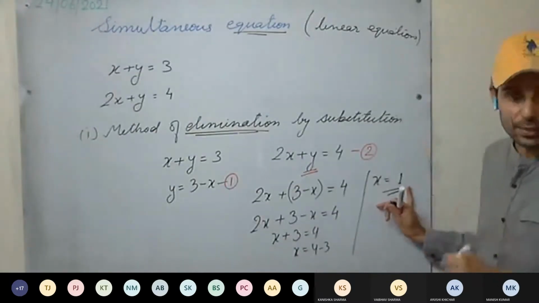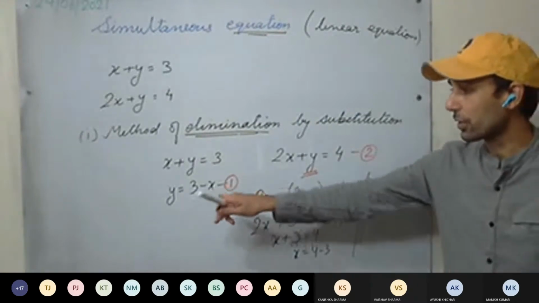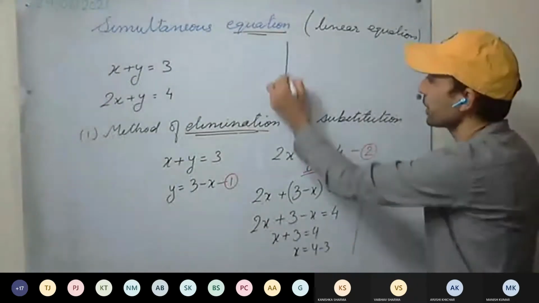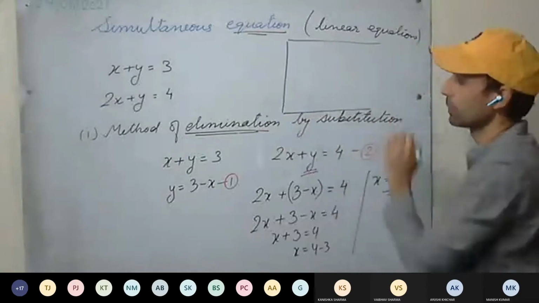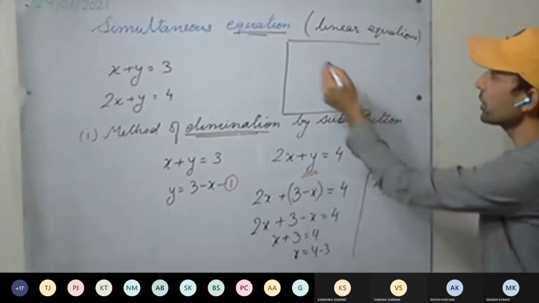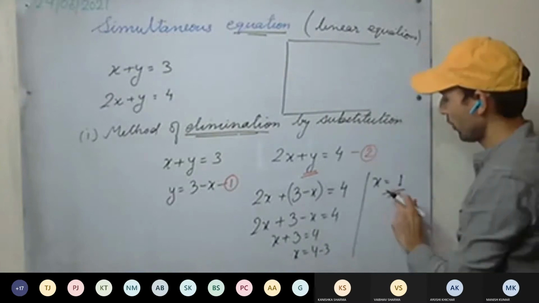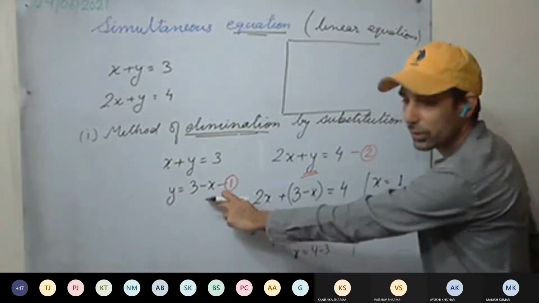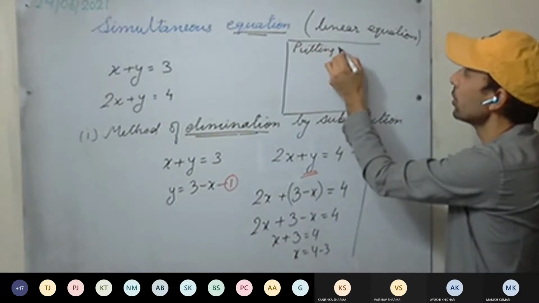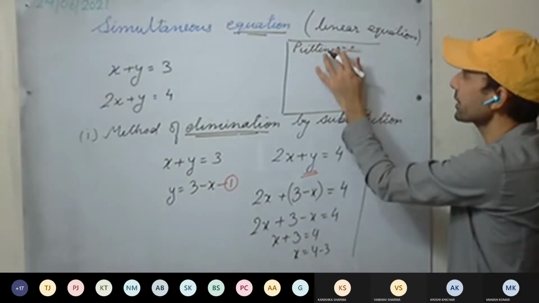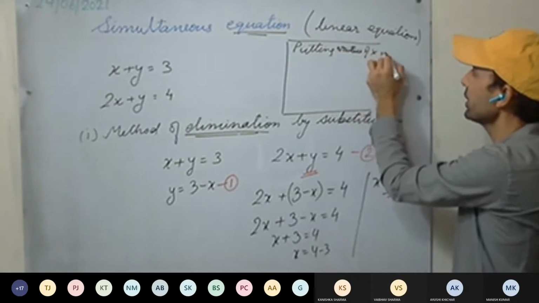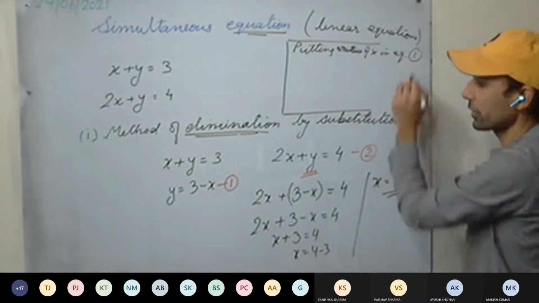Okay. Now we have to calculate the value of y. How are we going to calculate the value of y? Here there is no space downwards, so I am using this space. So x equal to 1. So we are going to put the value of x in the first equation.